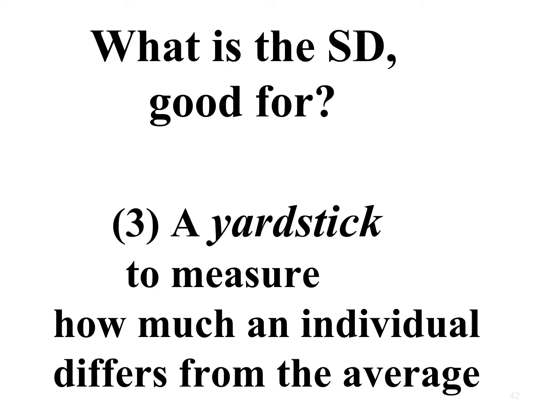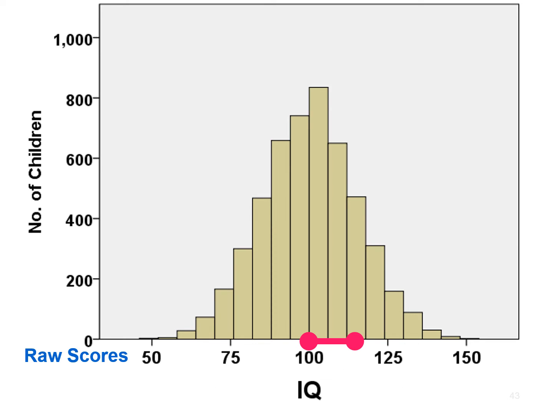The standard deviation is a very useful yardstick to measure how much an individual differs from the average. This is the same graph of children's IQ scores that we have seen before. This little pink line at the bottom is a yardstick. It is exactly 1 standard deviation long. In this distribution, the standard deviation of IQ scores is 15 IQ points, so the yardstick is exactly 15 IQ points long. So let's consider the children who have IQs of 115.